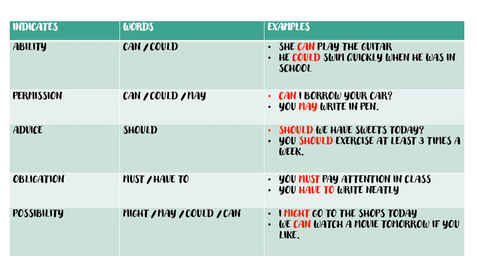We can also use can and could in sentences where they indicate permission. This also uses the word may. Often, these are questions and answers. Can I borrow your car? You may write in pen. We are asking for or giving permission.